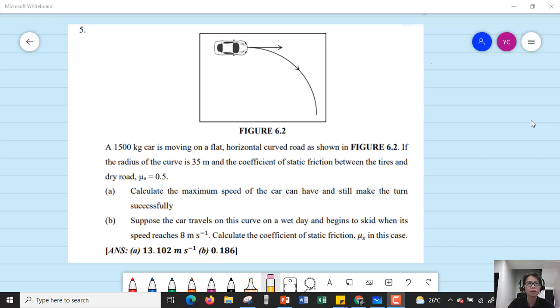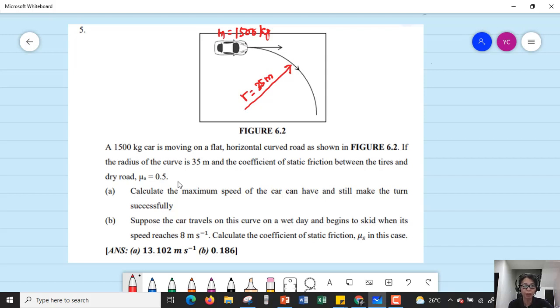Hello boys and girls, in this video we are going to discuss question 5 in your tutorial 6. We are given a car of mass 1500 kg moving on a flat horizontal curved road, so it's going to do circular motion. The radius of the curve is 35 centimeter, and the coefficient of static friction between the tire and the dry road, mu s, is 0.50.